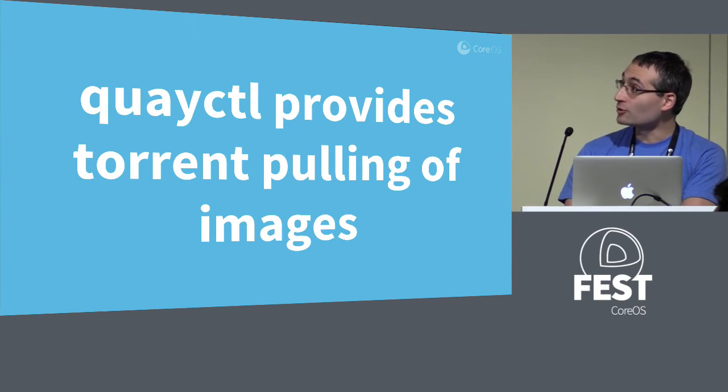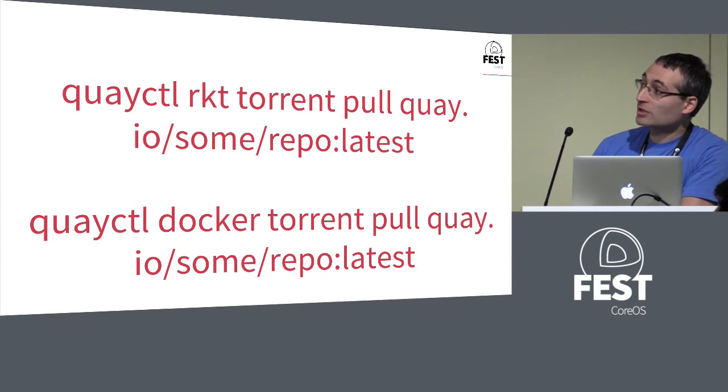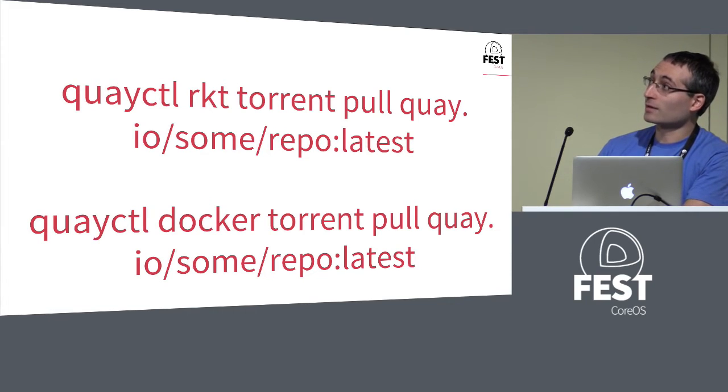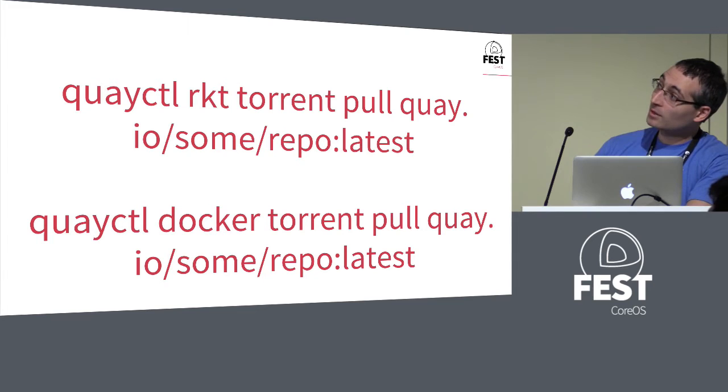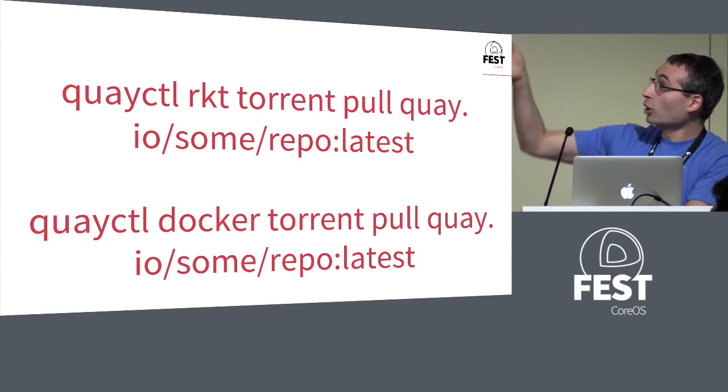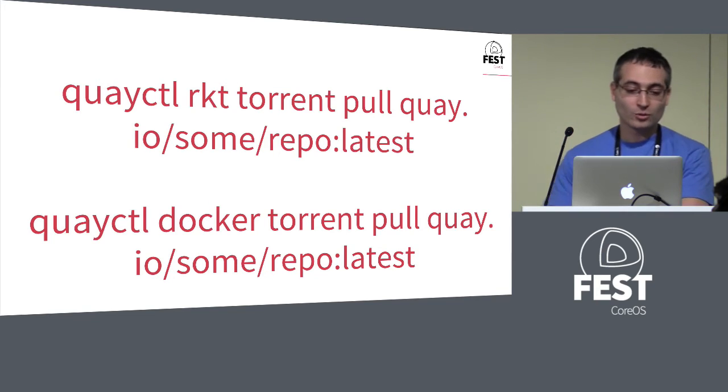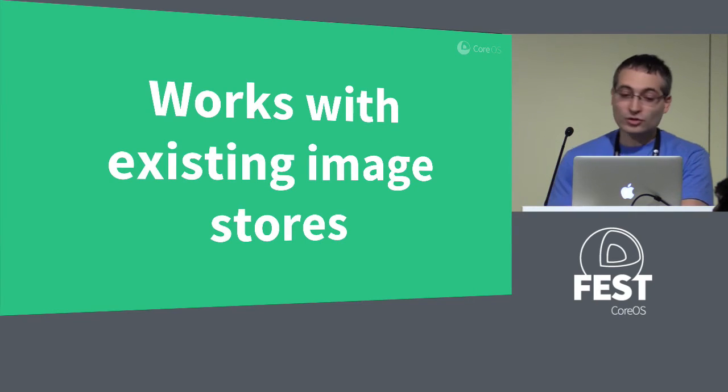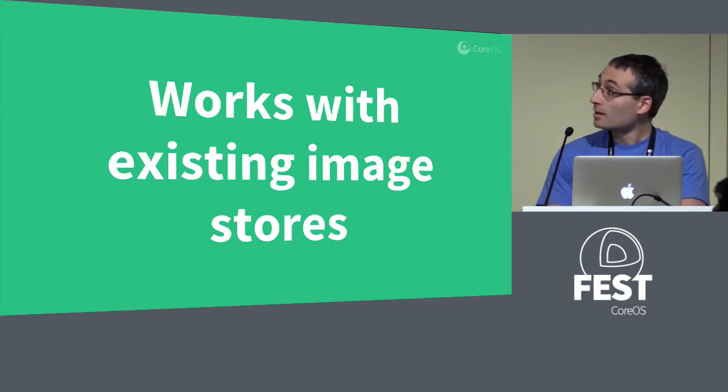So, how do you use it? Simple. Basically, take your Docker pull or your rocket fetch and replace it with one of these commands. Put QuakeCuddle in front of it. You put the engine you're going to be using, the word torrent, pull, and you just give the image you want to use. It works directly with your image store.